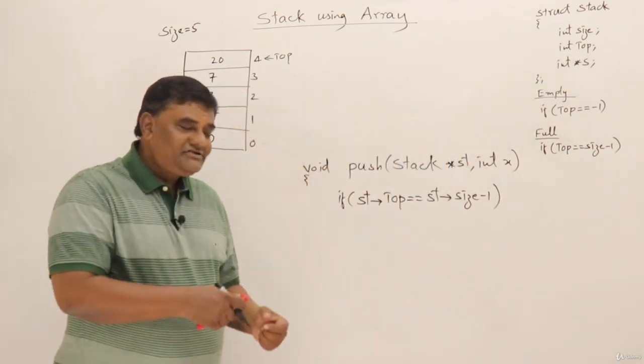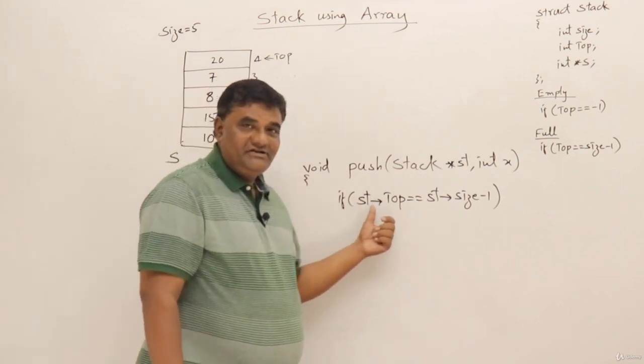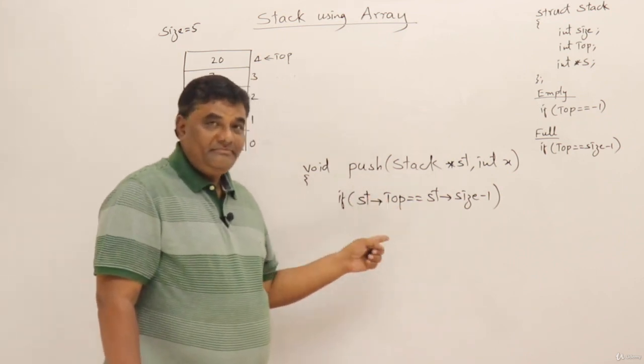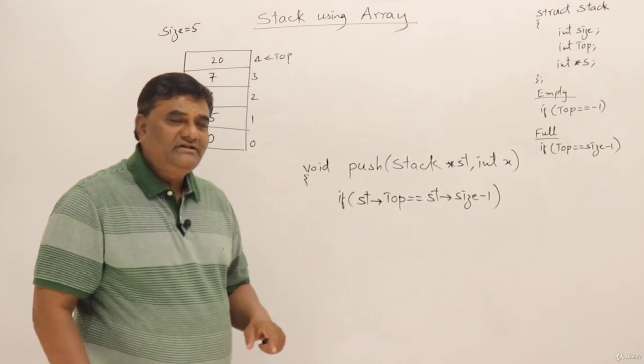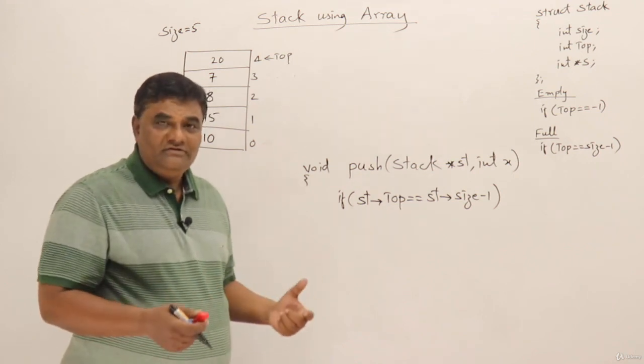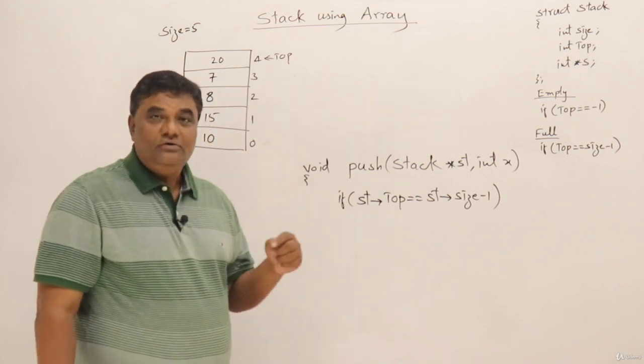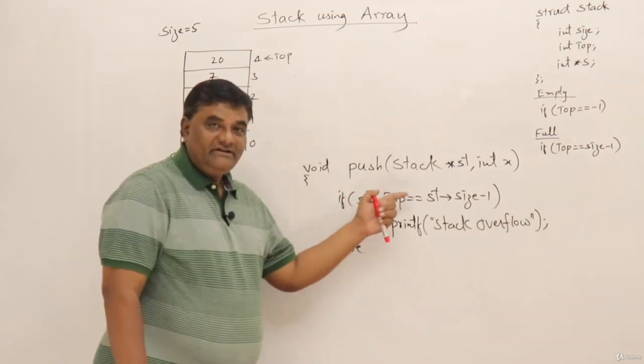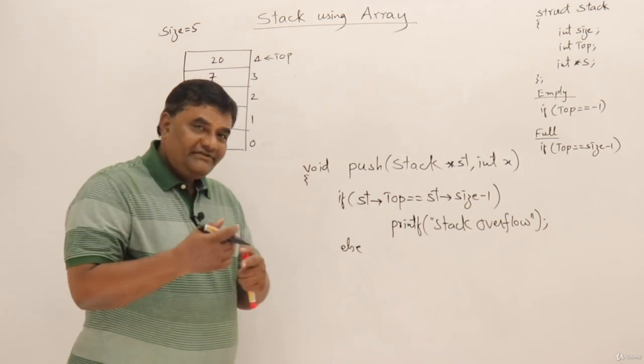So they are inside the structure, so I have to access them by using structure name. So first condition is top is equals to size minus 1. If so, then the stack is full. If I try to insert anything, then it is overflown. So I'll give a message that stack overflow. So if it is full, then say stack overflow. Otherwise, we can insert the value.